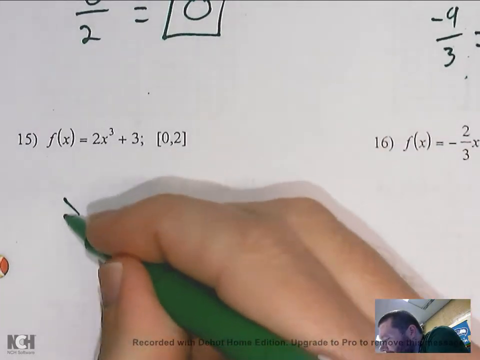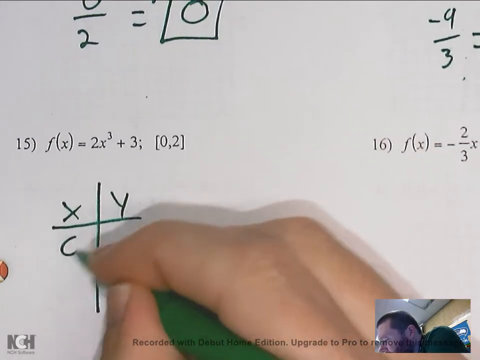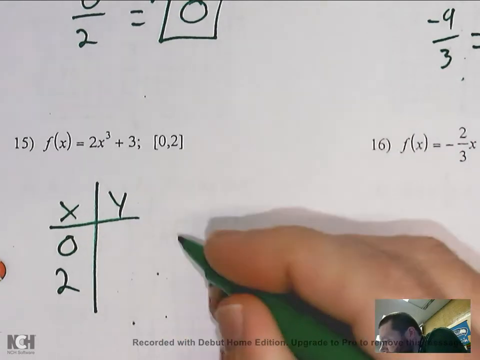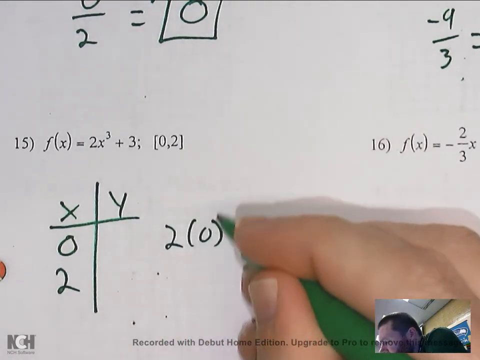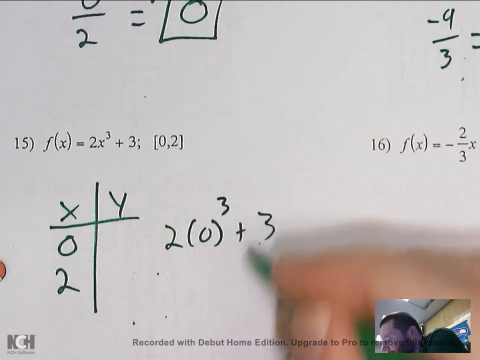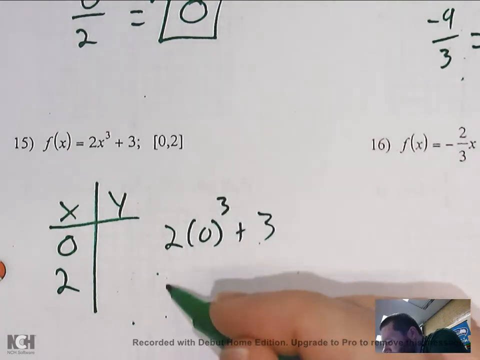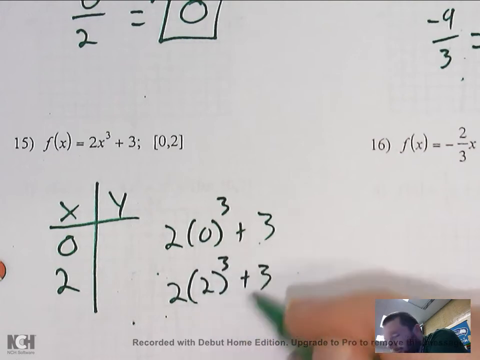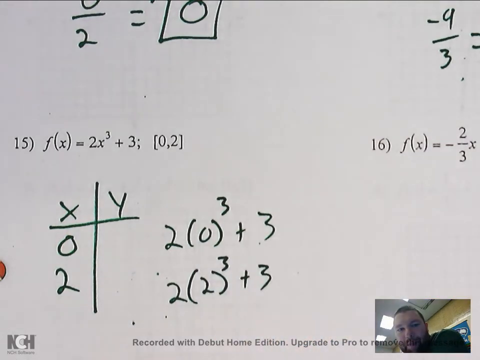Okay, let's try this next one. So our 2 x values are 0 and 2 this time. So 0, 2. I'm going to plug in the 0 for x now, so it'll be 2 times 0 to the third power plus 3. And then for the other one, it'll be 2 times 2 to the third power plus 3. So you'd set it up just like that.